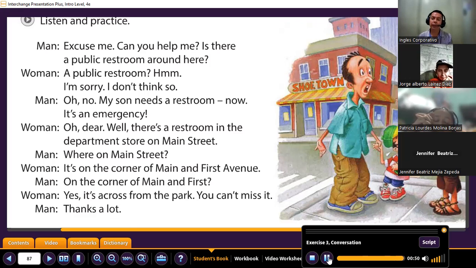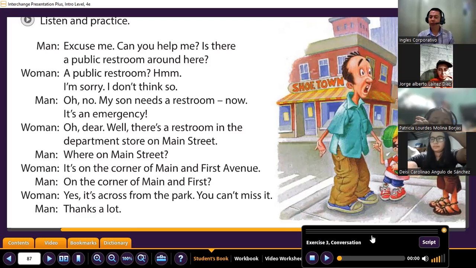Okie dokie. Now I need two students who practice this conversation, right? Volunteers, please raise your hands. Me, teacher. Voy ahí, teacher.